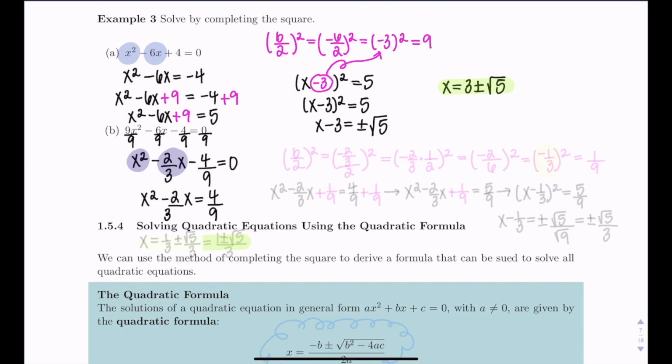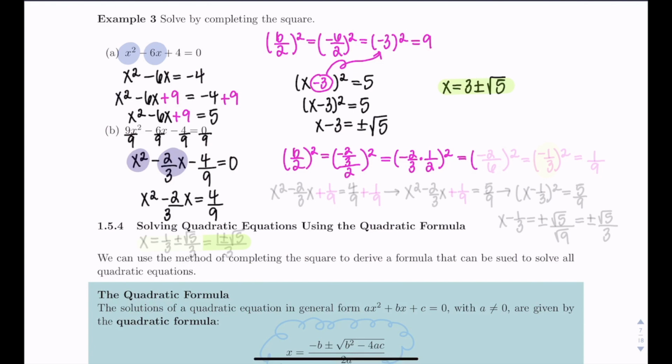We need to figure out that b over 2 squared term that's going to be added to both sides. So let's go ahead and figure that out. So b over 2 squared, well, that's negative 2/3 over 2 squared. We use the rule of keep, change, flip when we have a fraction inside of a fraction. So this is keep the top, negative 2/3. Change that division to multiplication and flip the bottom piece. So we have times 1/2, and then we're going to square it.